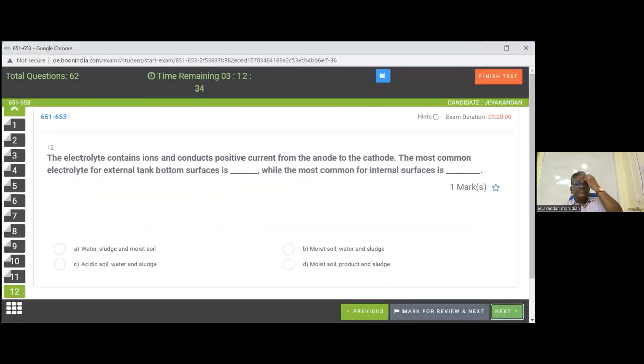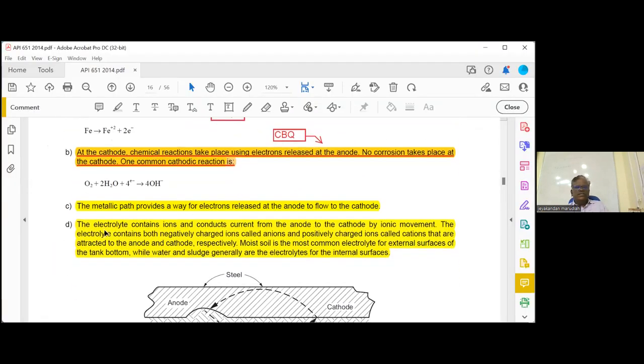Next one. The electrolyte contains ions and conducts positive current from the anode to the cathode. The most common electrolyte for the external tank bottom surface is, while the most common for the internal surface is. So I think external is moist soil. Internal will be water and sludge. Where is it given? The electrolyte contains both negatively and positively charged ions. And the most common for the internal surface is water and sludge. This line.